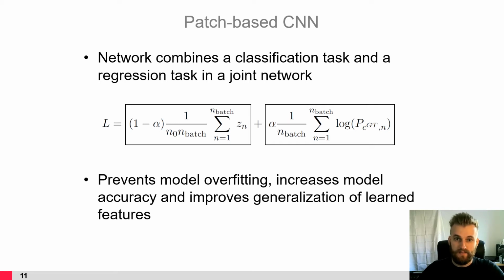We can here see the implemented loss function, where the first part represents the smooth L1 loss for the regression task, while the second part of the equation represents the cross-entropy loss for the classification task. The parameter alpha defines the weighting of the 2 different losses. In our case here, alpha was set to 0.5, so both losses are equally weighted. The combination of the two tasks prevents model overfitting, increases model accuracy, and improves the generalization of learned features.